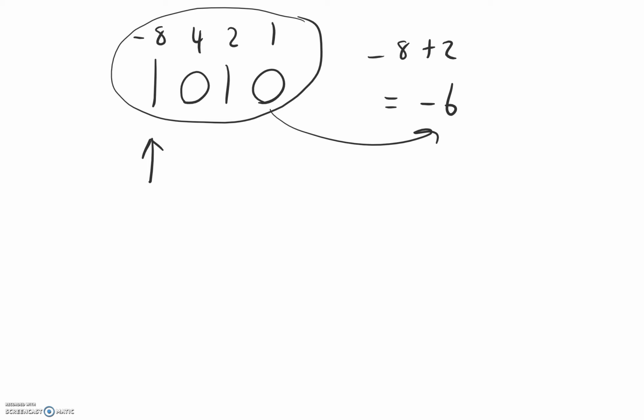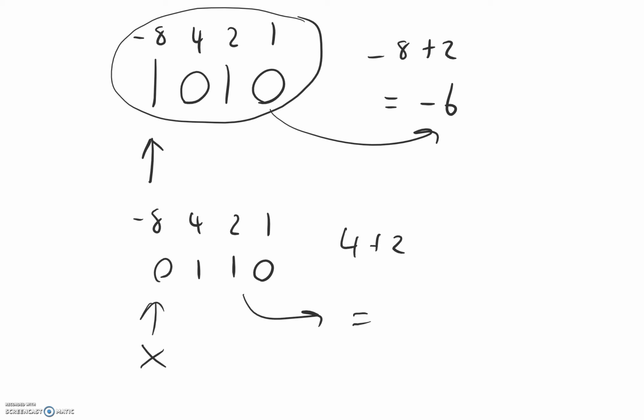If we've still got a 4-bit 2's complement number and we're representing this, that is still a positive number because we've got no minus 8s, but we've got a 4 plus a 2. So that is 6, or positive 6. So a 2's complement number means that the most significant bit is representative of a negative number.